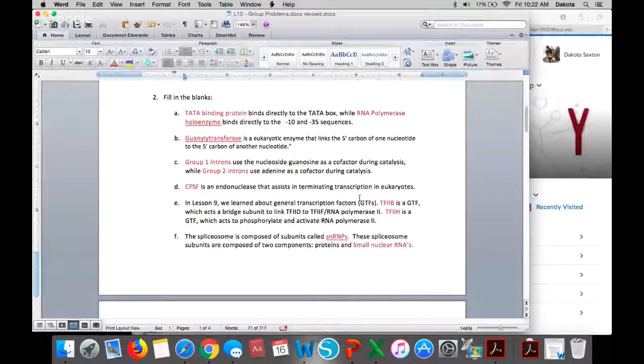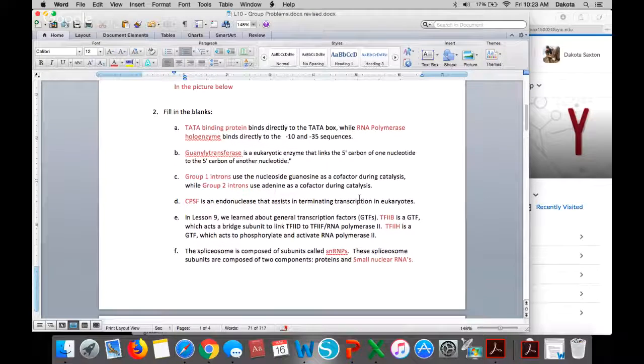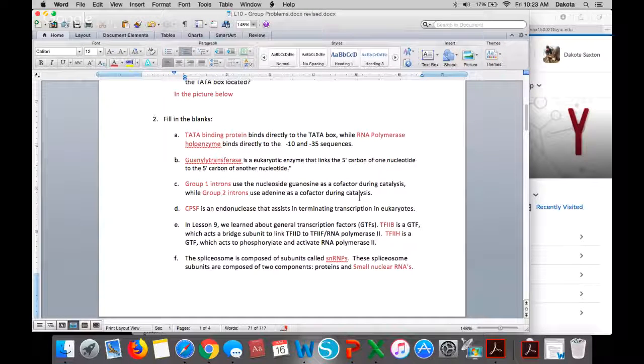Okay, so these ones are pretty easy. It was just fill in the blank. We just found them in the PowerPoint in the notes. So A is the TATA binding protein. Then we got the RNA polymerase. And then we've got, I don't even know how to pronounce that one, so I'm just going to leave that. And then C is group 1 introns with group 2 introns.